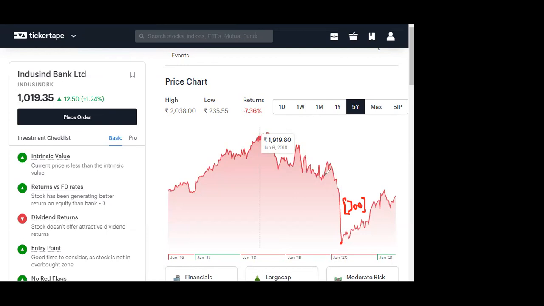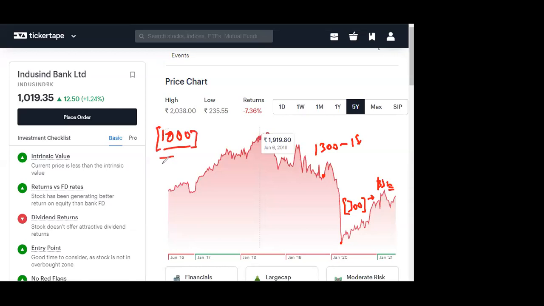So 1300 one share became 300 one share. Tell me, how much loss happened? Think about it. Per share, how much loss? 1000 per share loss. Right? 1000 per share loss.